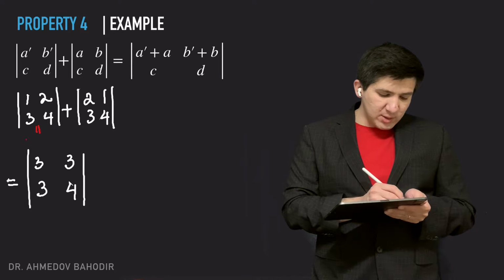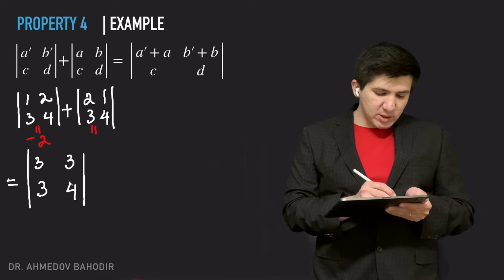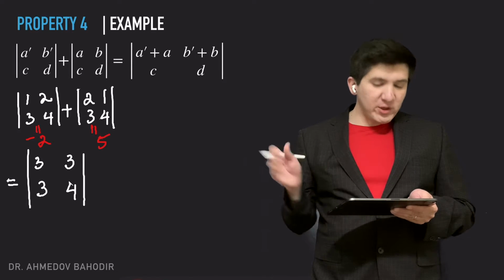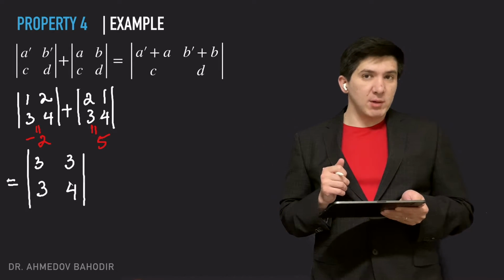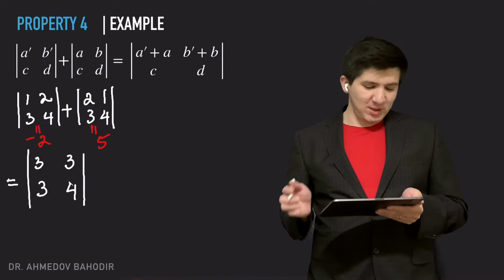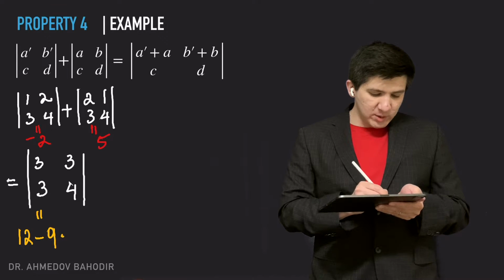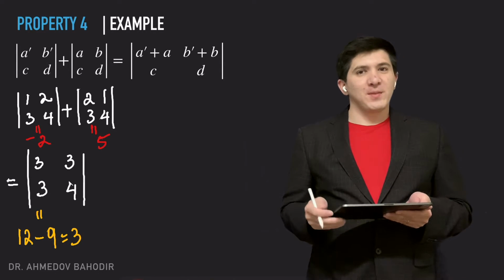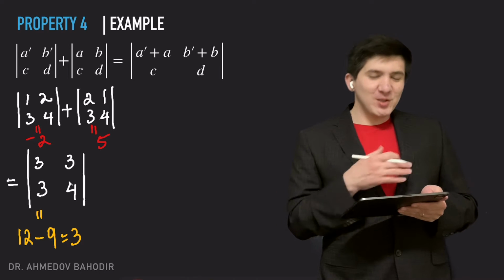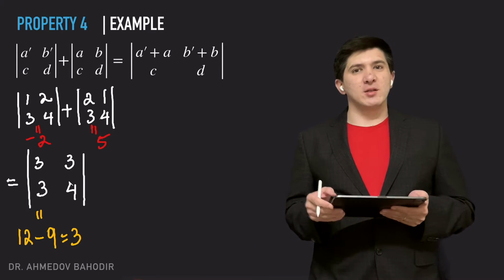So let's check whether the answers are correct. Determinant of the first matrix is -2. We've calculated this so many times. Determinant of the second matrix is going to be 8 minus 3, which is equal to 5. Right? If you add these two numbers, it's going to be equal to +3. So the determinant of the resulting matrix should be equal to +3. Let's check this. This is going to be equal to 12 minus 9, which is equal to +3. Yeah, true.